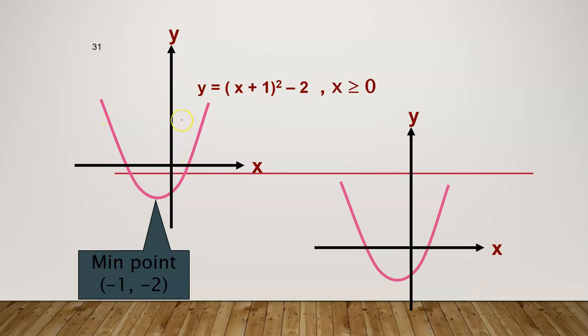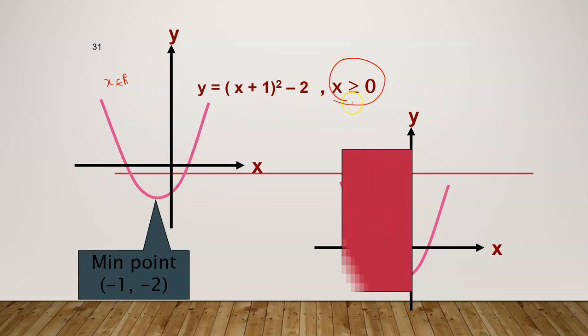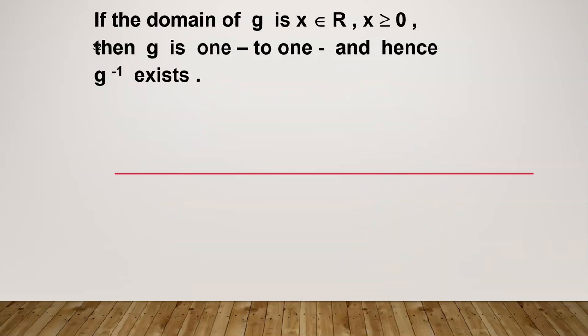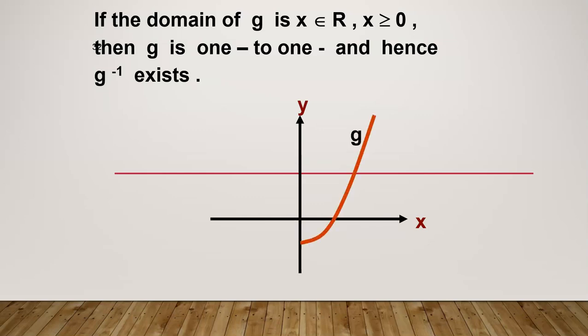This is the graph of the first one just now, when x is all real numbers, we consider all the domain on the x-axis. But when they restrict to x greater than or equal to 0, we remove this side, so we just consider the one on the right-hand side. Since the domain is restricted, g is now a one-to-one function, so g inverse will exist. Then we sketch the graph.